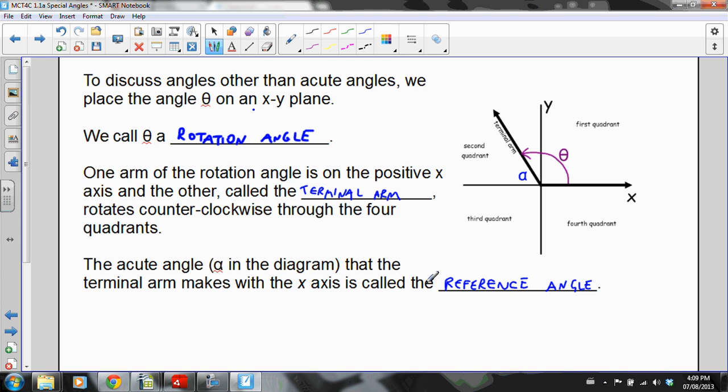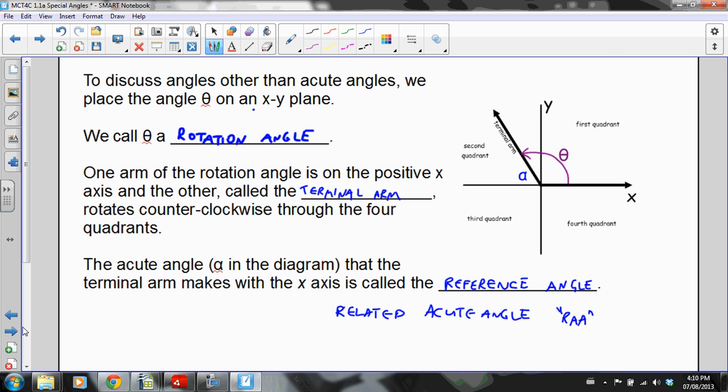The reference angle in some other textbooks is sometimes called the related acute angle. And I'll probably let that slip once in a while because I like calling it the related acute angle too. I short form that to RA. The reference angle I often call the RA.